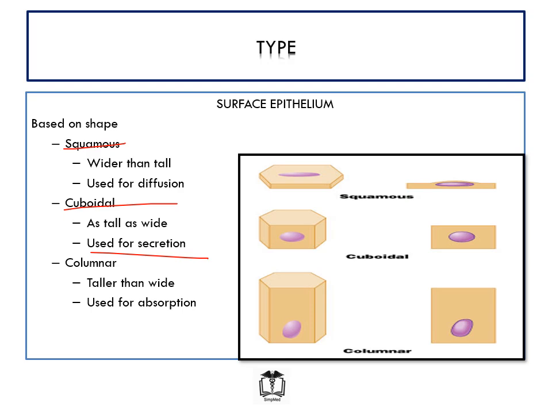And then finally, we have the columnar epithelium. Columnar epithelium contains cells that are columnar in shape. They are taller than they are wide, so they have a larger length compared to their width. And these cells are involved in absorption. So that's the cells that we see lining the epithelium of the intestine, which is involved in absorption of nutrients into the bloodstream.